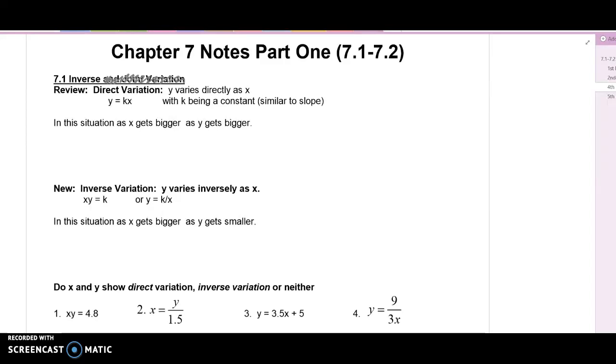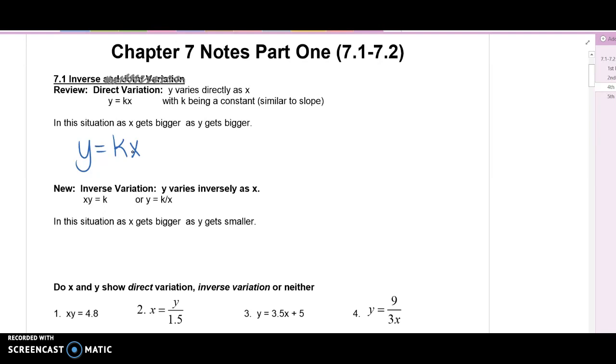In the past, we have learned about direct variation. You learned about it in Algebra 1, and I believe we've talked about it at some point this school year. Direct variation is when y varies directly with x. So the phrase is y varies directly with x, or y varies directly as x. And the equation that we typically use is y equals k times x.